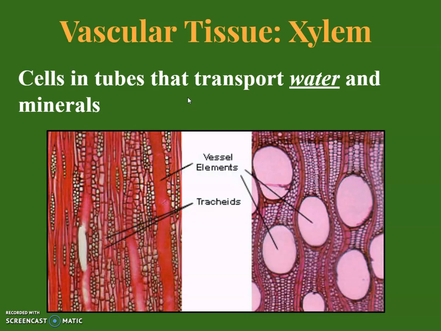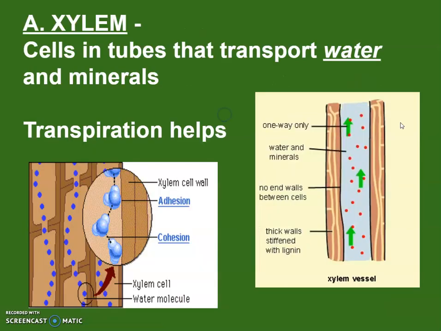First we're going to look at xylem. These are cells in the tubes that transport water and minerals in the plant. Typically they're transporting the water and minerals upwards in the plant to get it from the roots to the leaves. And then here is another picture of that xylem, transporting the water and the minerals up the plant to get to the upper portions of the plant.